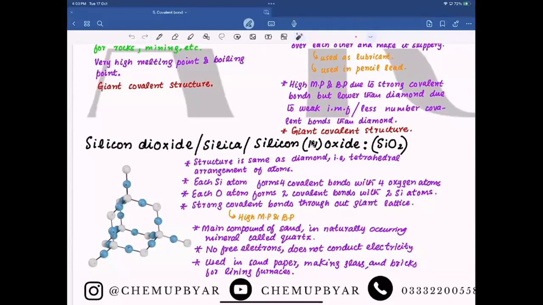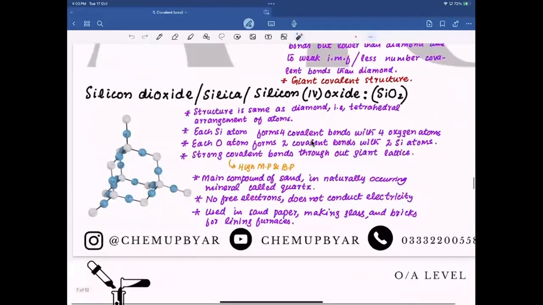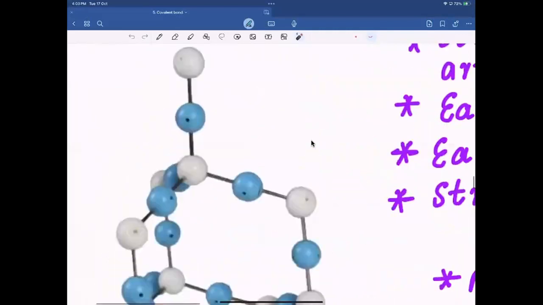So the last one which we are left with, silicon dioxide or silicon 4 oxide, that is the last example of giant covalent structure. If you look at the structure over here, isn't it the same as diamond? In diamond, if you recall, there are all 4 carbons which are bonded like this. And here, if you see, there is a silicon and there are oxygen, but the structure is the same. The arrangement of atoms is the same, right?